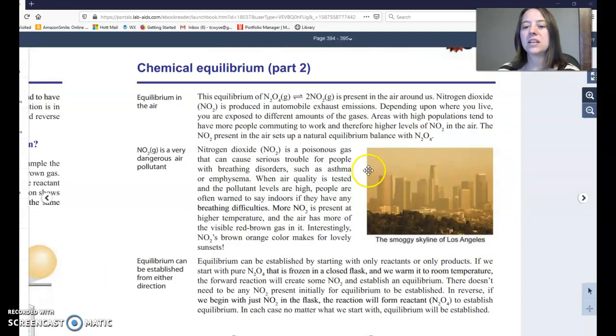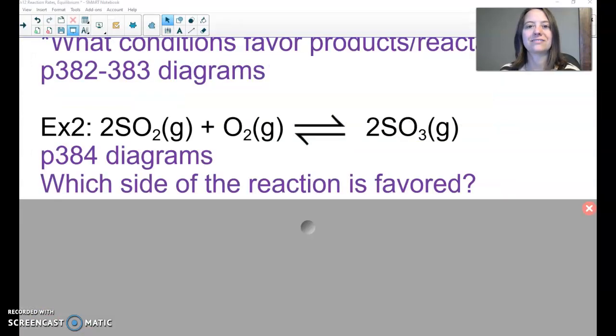And here you can see an example of this in real life. This is the skyline of Los Angeles, and you can see it's smoggy, and it has some of that reddish brown nitrogen dioxide, which is a poisonous gas. So not so good, and that comes from car exhaust. Let's look at a second example. Here we have 2 moles of sulfur dioxide gas reacts with 1 mole of oxygen gas and is in a reversible reaction with 2 moles of sulfur trioxide gas.